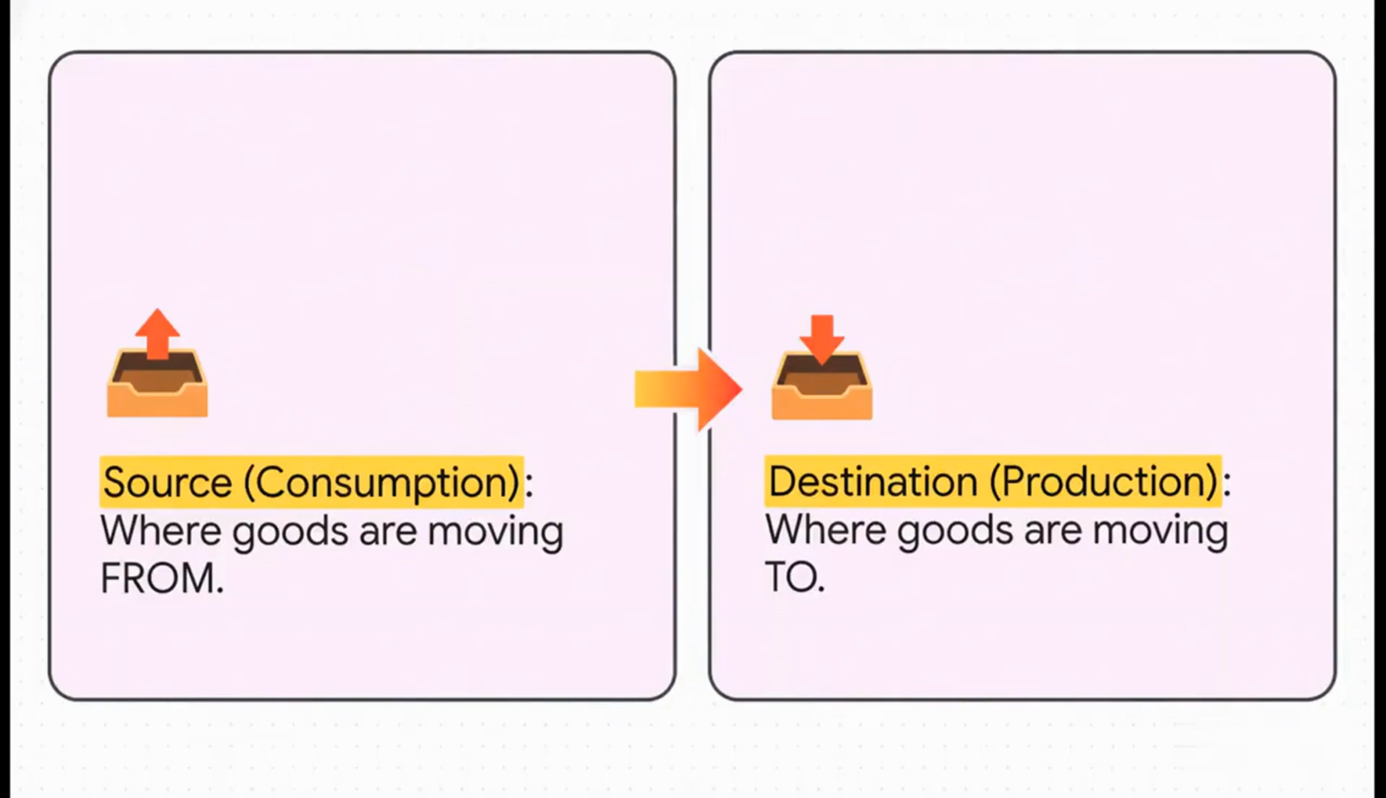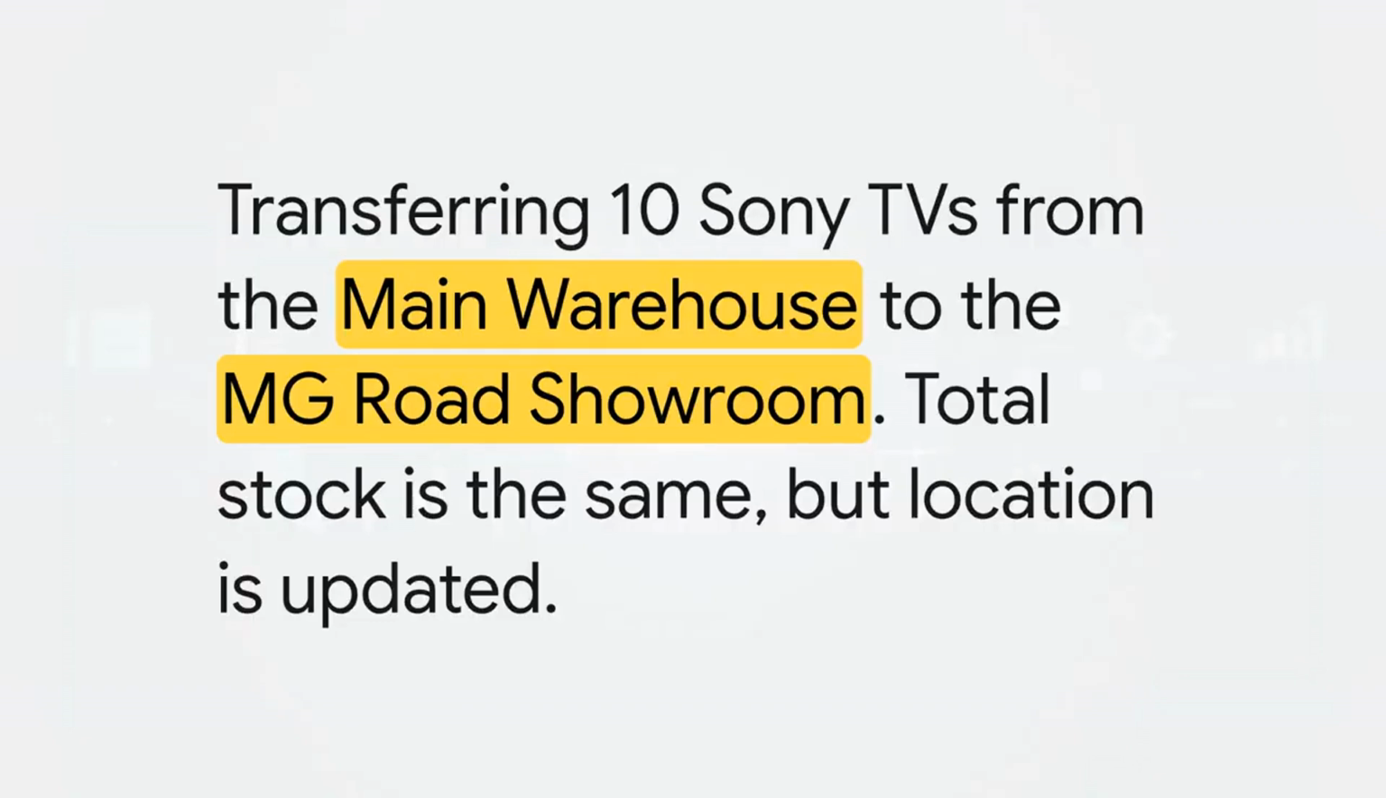You've got the source side, which is where the goods are coming from, and the destination side, which is where they're going to. This lets you record a whole transfer in one clean, easy-to-read entry. It's brilliant. And here's a perfect everyday example. You're just moving some TVs from your main warehouse to your showroom. So, in the source section, you list the TVs coming out of the main warehouse. And in the destination section, you list them arriving at the MG Road showroom.